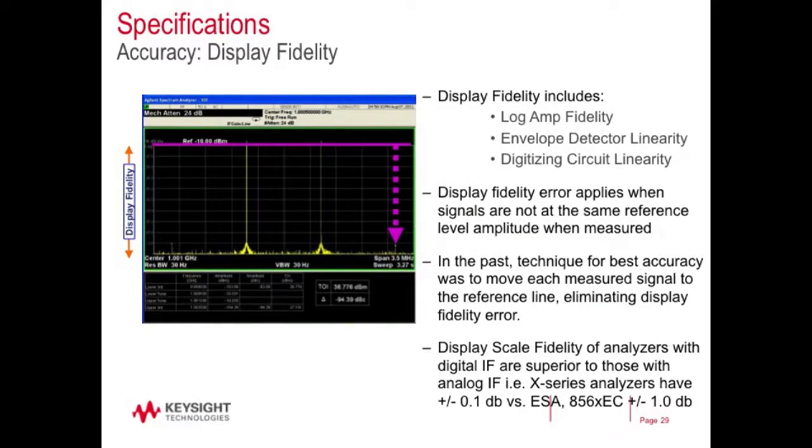And this is actually an older guide, not our newest, but it's a 10th of a dB, versus the green screen type analyzers we used to have, which had 1 dB amplitude display fidelity.